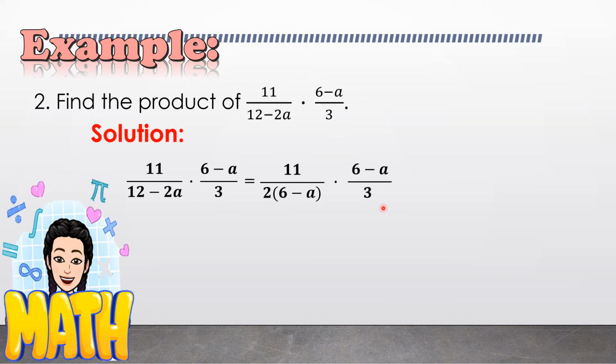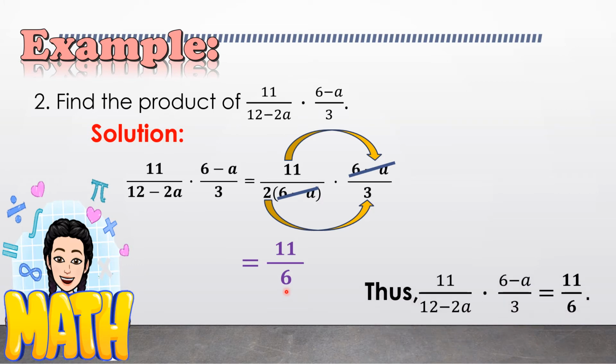After nito, ano nga ang ating next na gagawin? Tama. I-divide natin lahat ng common factor. Sa case na to, ang common factor ng ating numerators at denominators ay 6 minus a. Then, multiply natin ang natirang factor sa ating numerator. Since na-cancel ang 6 minus a, we have 11 times 1 equals 11. Then for the denominator, we have 2 times 3 equals 6. Therefore, the product is 11 over 6.